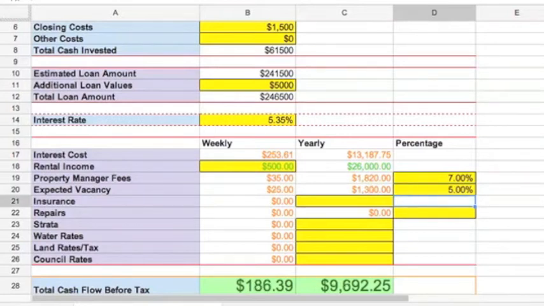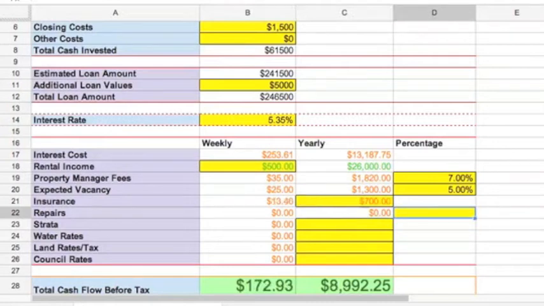So that vacancy will then calculate, as you can see, an equivalent of $25 a week, or we're going to miss out on $1,300 a year. Now, depending on the area, that might be more or that might be less. Insurance, we put in a dollar amount. So let's say I'm going to pay $700 a year in insurance.